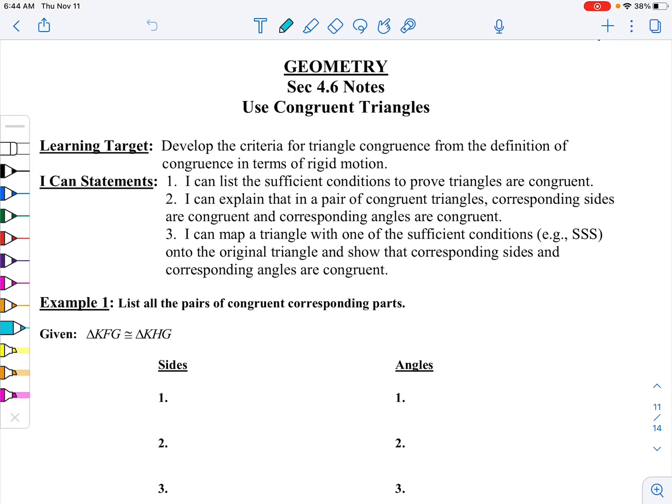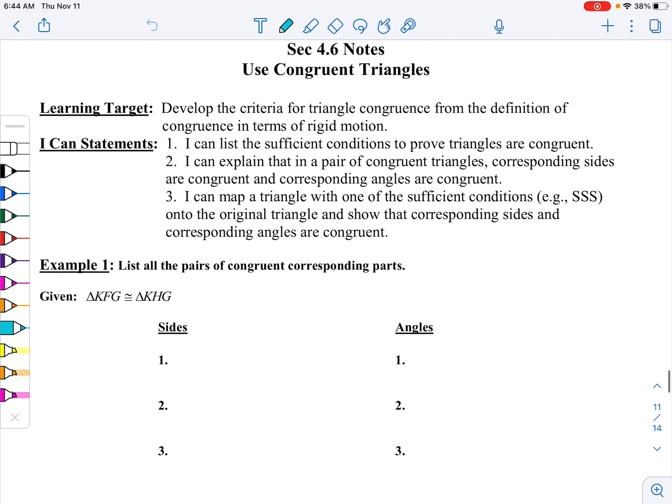Okay, so today we're doing section 4.6, using congruent triangles. These are things that you can do if you already know that the triangle is congruent. So if I've got this triangle, and let me draw it out here for you. You've got a triangle like this with a line down the middle, and this is F, G, K, and H.